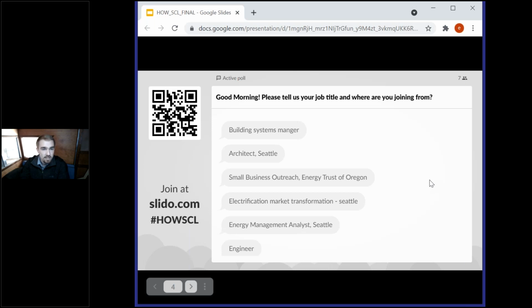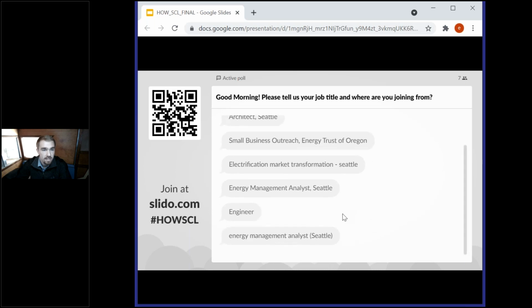So some occupations we're seeing today, we have a building systems manager, architect, small business outreach. That's really great. Electrification, market transformation. That's perfect. Yeah, you're in the right spot today. And we have an engineer and energy management analyst. So great. Yeah, the heat pump water heaters are going to be a big topic in all of these fields. So that's perfectly justified why you're here today.